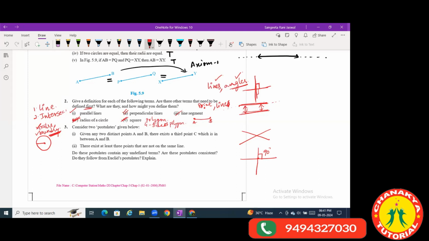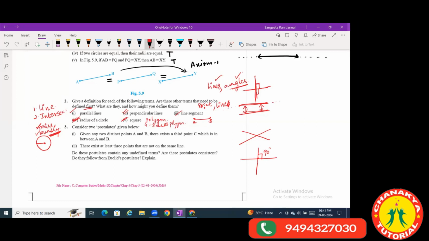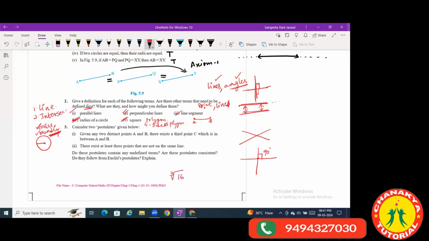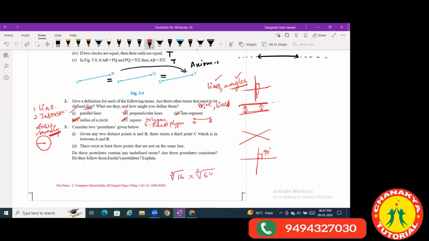Okay, now Harshit was asking something. Harshit, from the number system you were saying. Yeah, ma'am. Ask, beta. Ma'am, the question is cube root of 16 into cube root of 64. Okay, tell me. Cube root of 16 into cube root of 64.